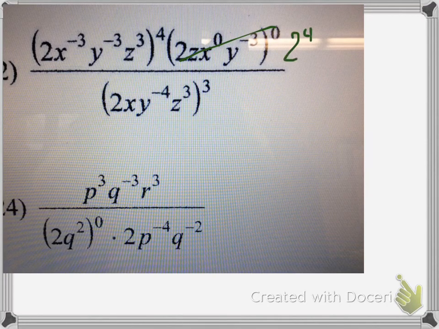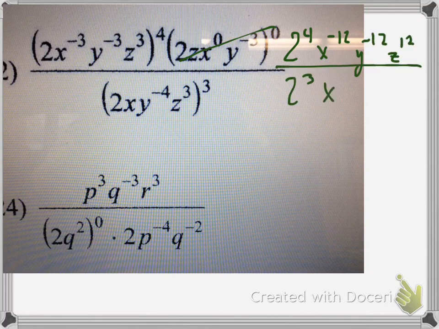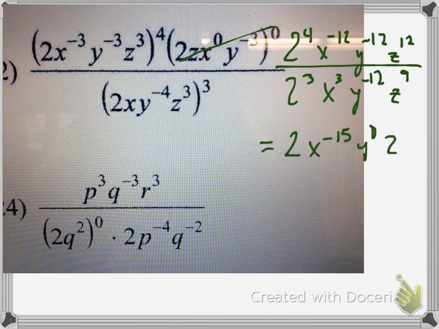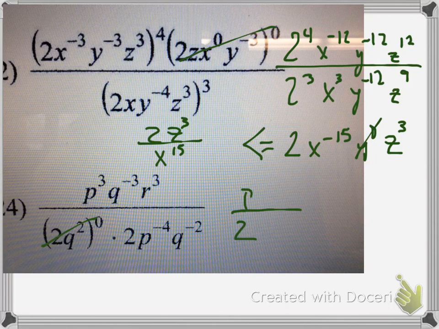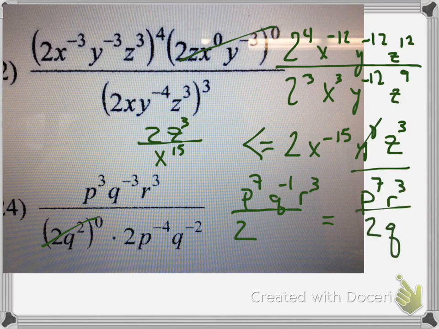Let's multiply. 2 to the 4th, x to the -12, y to the -12, z to the 12. 2 to the 3rd, x to the 3rd, y to the -12, and z to the 9. And then you subtract your exponents. So that's what I'm getting. And then finally, I get that. So I had to move everything over into the right place. Subtract, and then move. Okay?